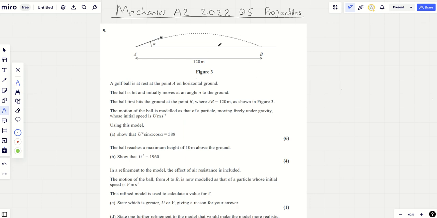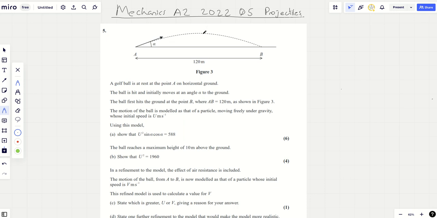Hello and welcome to another video, this time on Mechanics 2022 question 5, and it's a projectiles question. These questions, well, we're proving a general result, so this looks harder than the ones where you just get given a speed and you just ask to find times or velocities or positions. This looks a bit more tricky, so let's just get on with it.